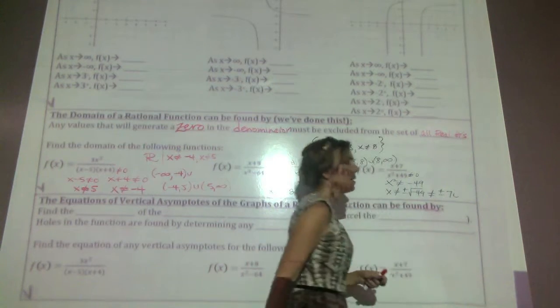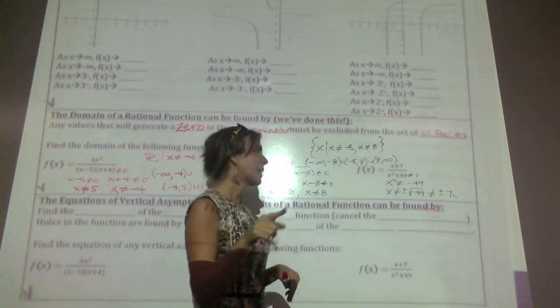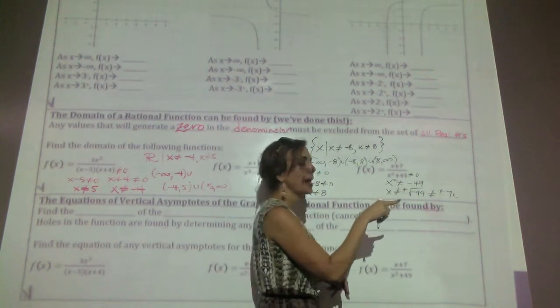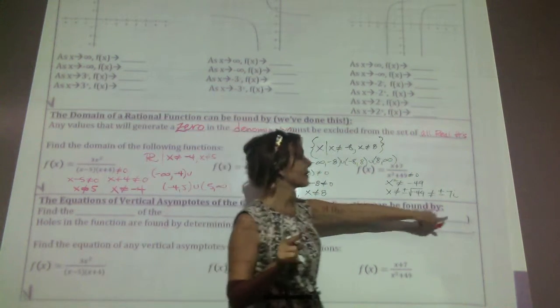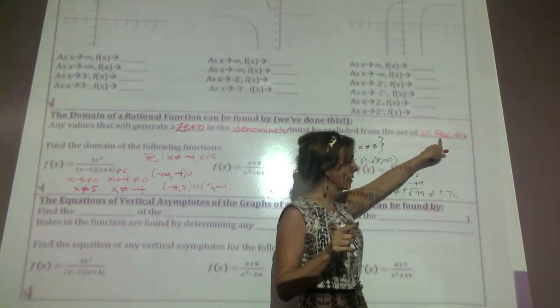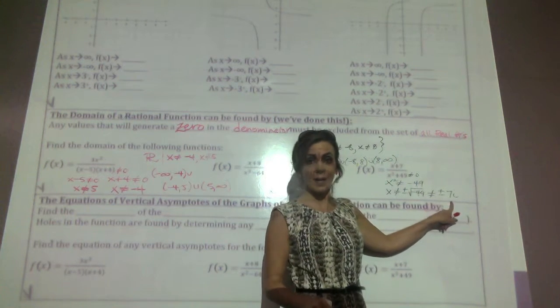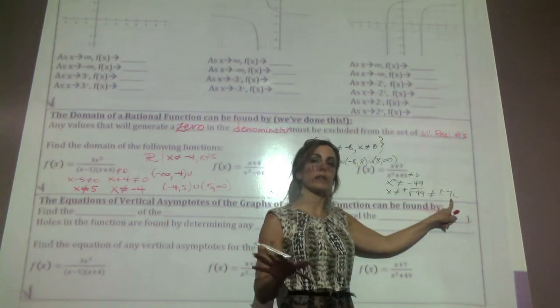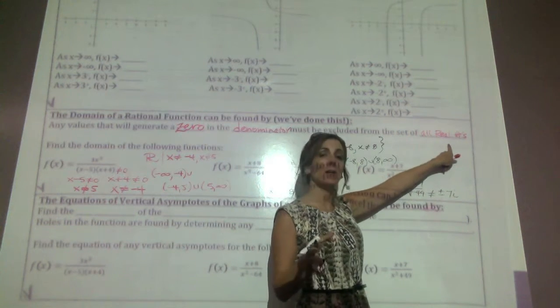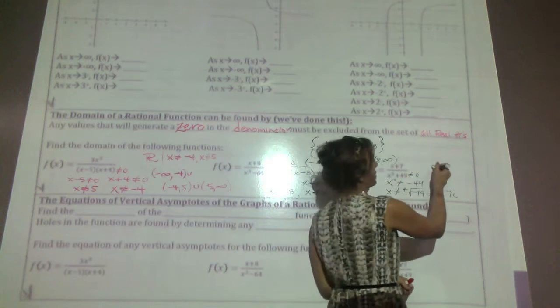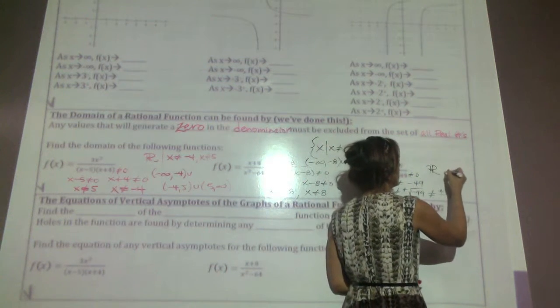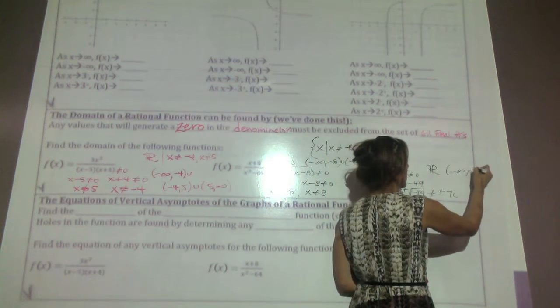which means it can't equal plus or minus 7i. Okay, so x can't equal plus or minus 7i, but remember, where did we begin? We began at the set of all real numbers. This is not part of that set. These are the things that must be excluded to get a 0, but they're not even part of that set of all real numbers. So what's our domain? All real numbers, or from negative infinity to positive infinity.